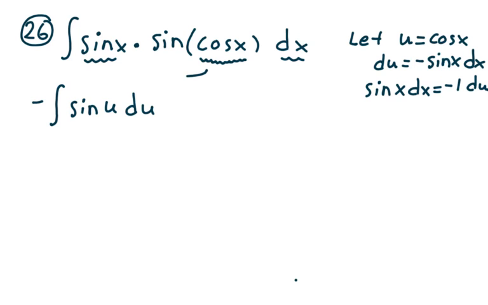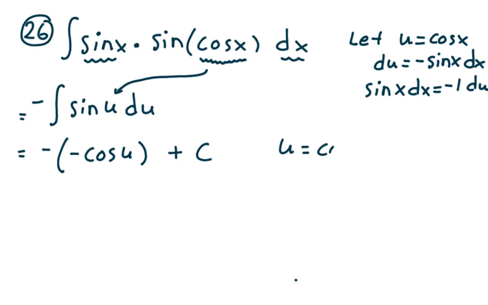Cosine of x became my u. And so this is negative of... now remember, the function whose derivative is sine of u is negative cosine u. So I'm going to put a negative cosine of u there, and then I'm going to add c. But u is equal to cosine x. So this is negative cosine of cosine x plus c. That's how we do problem 26.